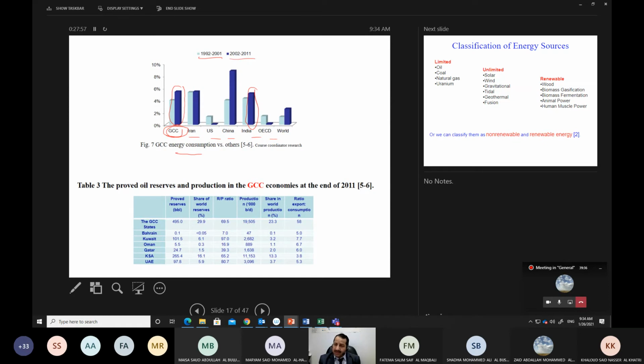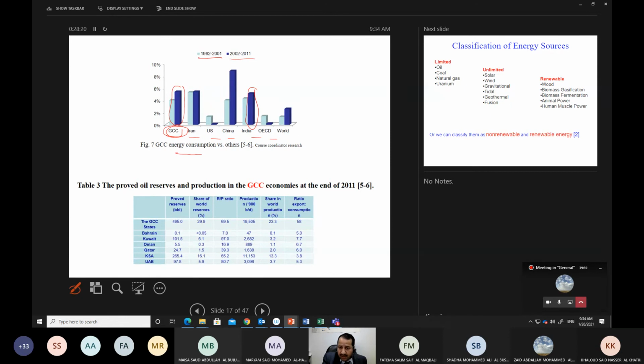What does this tell me? This tells me we have large energy consumption per person, per capita. We need to look at this. This is not good. This is not sustainable. We need to look at how to reduce the energy consumption by people, by countries.